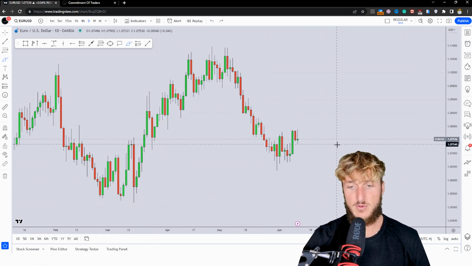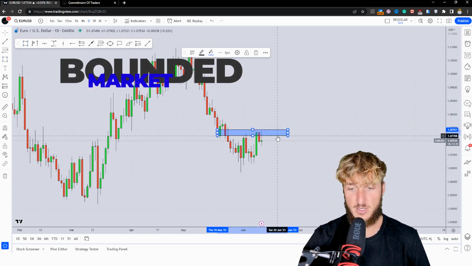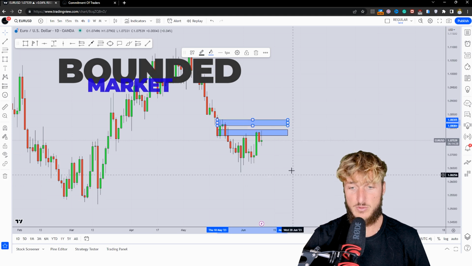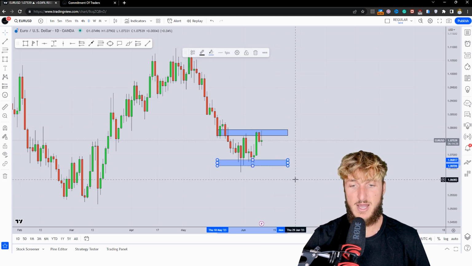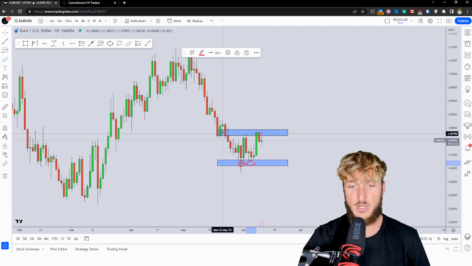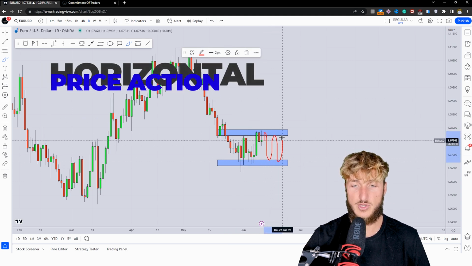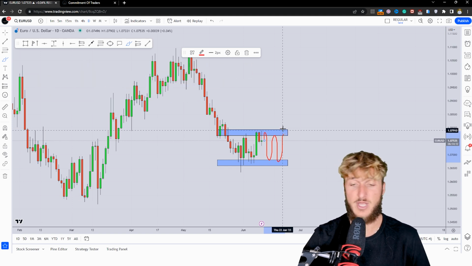Now, at the moment, from a daily perspective, we must notice how the structure has changed. In fact, we now have a range-bound market. In fact, if we look closely, we can notice how it is currently bounded in between this resistance and support. We have the support here at the bottom and the resistance here at the top. Now, until the market will remain in between these two levels, we could expect more horizontal price action to be developed.